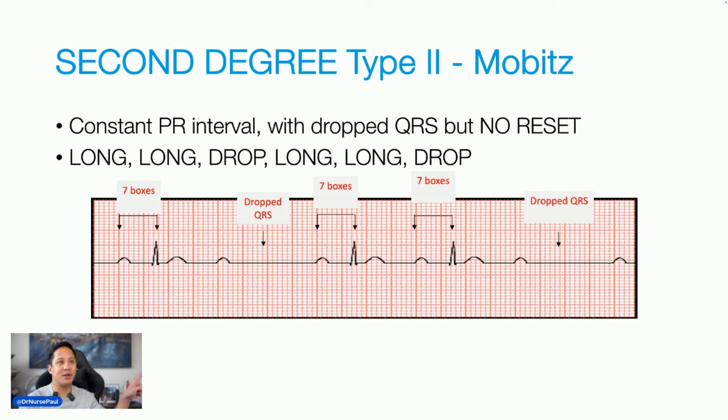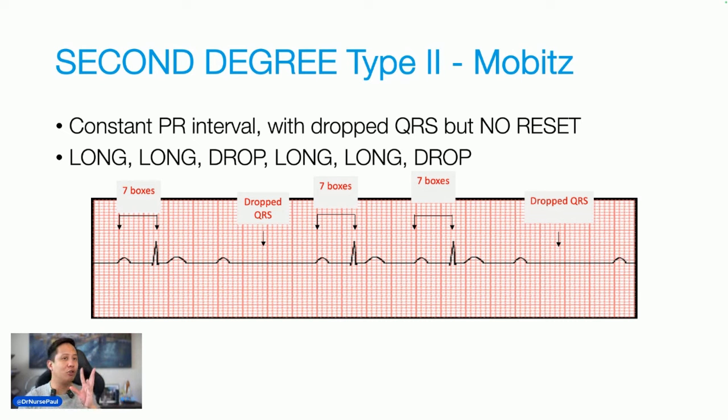Constant, constant, constantly prolonged, right? Pattern for second degree type 1: long, longer, drop, reset. Reset is a normal PR interval. And then long, longer, drop, reset. Long, longer, drop, reset. How about type 2 Mobitz?